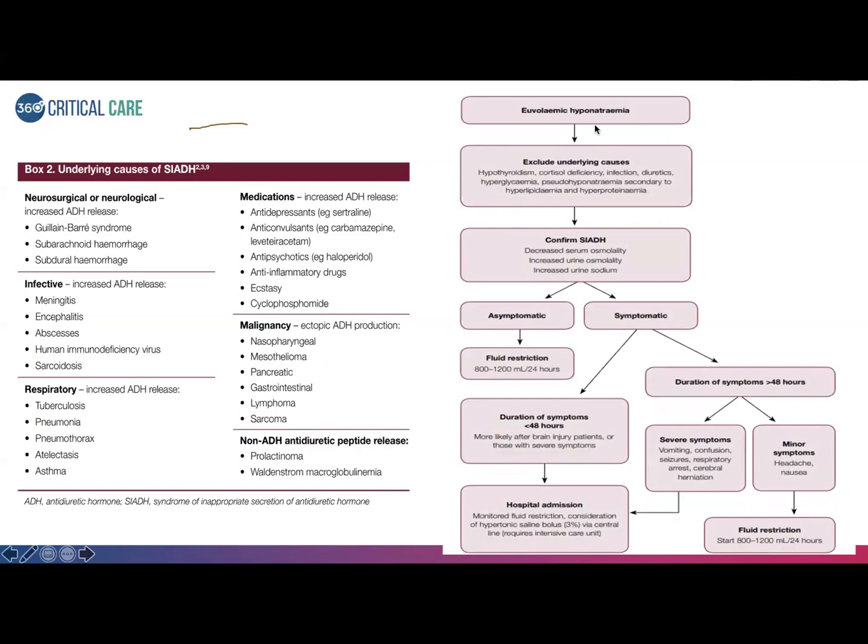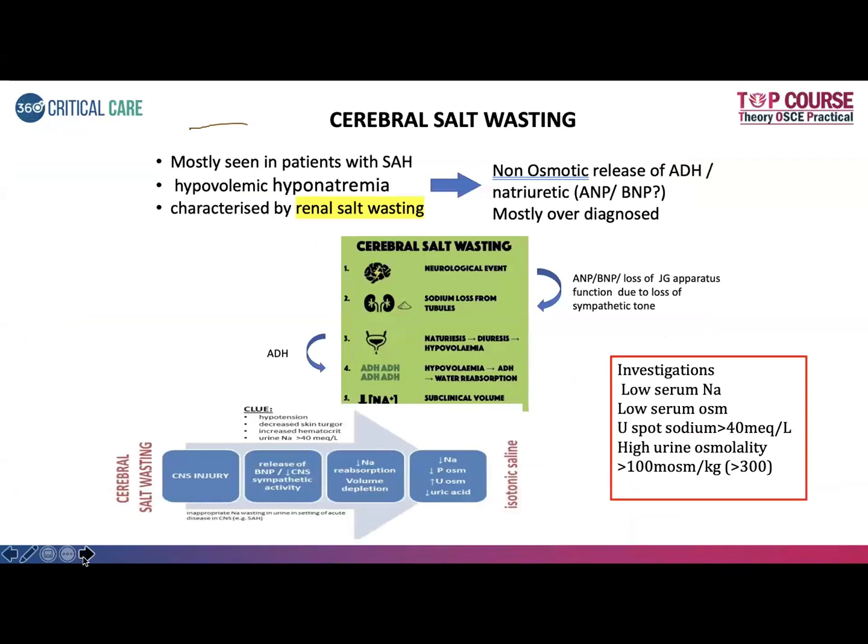When we are going ahead with the management of euvolemic hyponatremia, that is, confirm the diagnosis, we saw the criteria already. Then how do you manage symptomatic, asymptomatic? If the patient is asymptomatic, proceed with fluid restriction. Symptomatic patient, if it is acute symptoms less than 48 hours, severe symptoms, give 3% bolus, and then look for improvement in the neurological status. If it's more than 48 hours, still severe neurological symptoms, administer 3%. If there are minor symptoms, just proceed with fluid restriction.